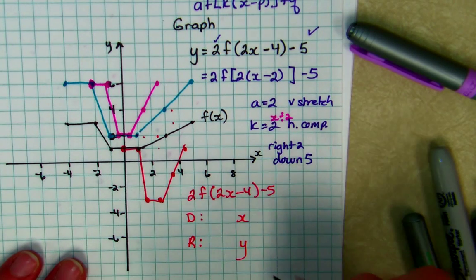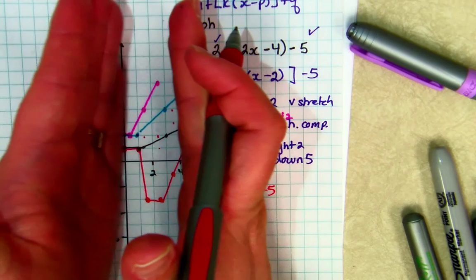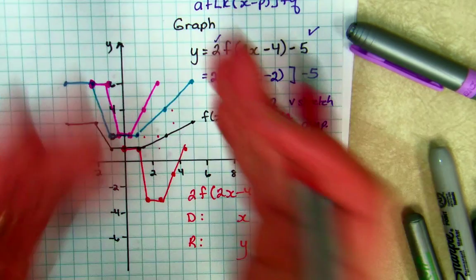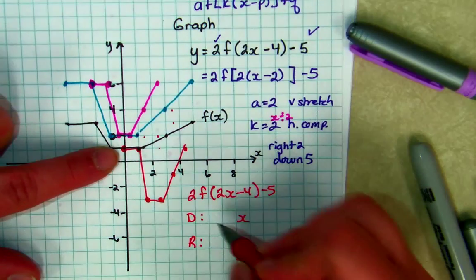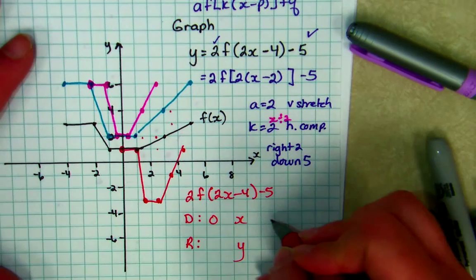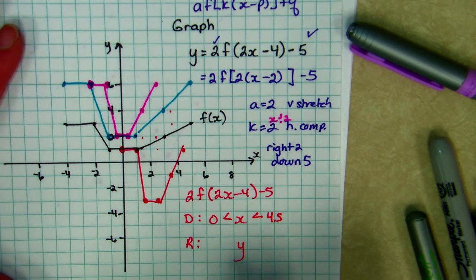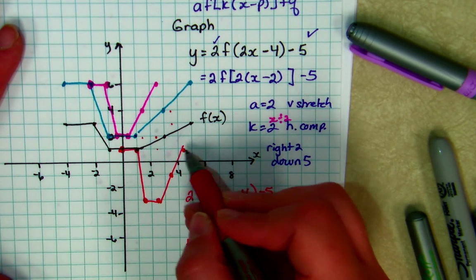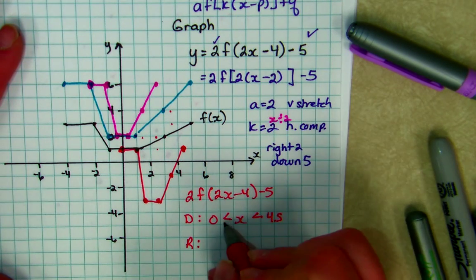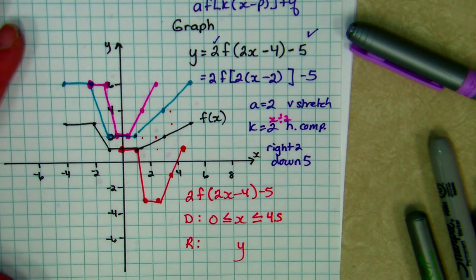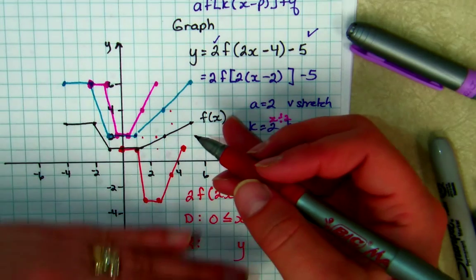Remember, domain is x, range is y. For my x's, I'm going to look at my left and right walls. So I'm starting at 0, and I'm ending up at 4.5. My arrows always open the same way. And I'm actually starting at 0 and ending right at 4.5. Those are closed dots. So I put my lines underneath.